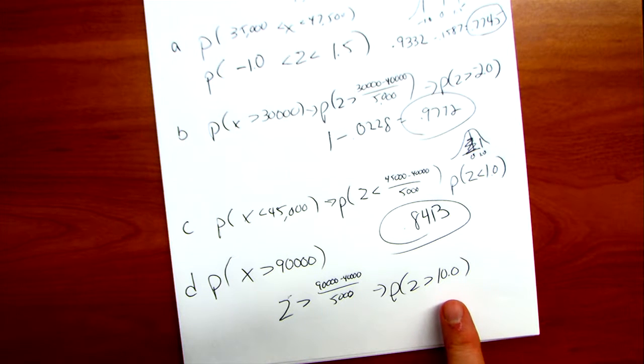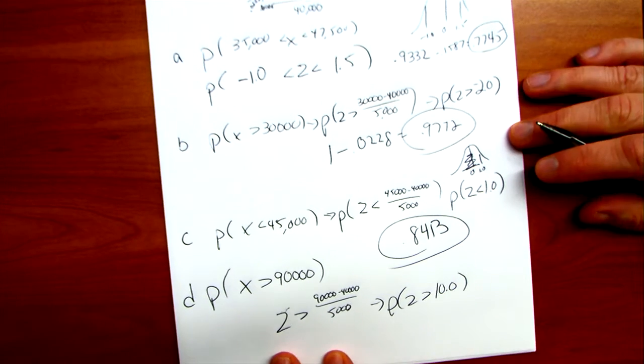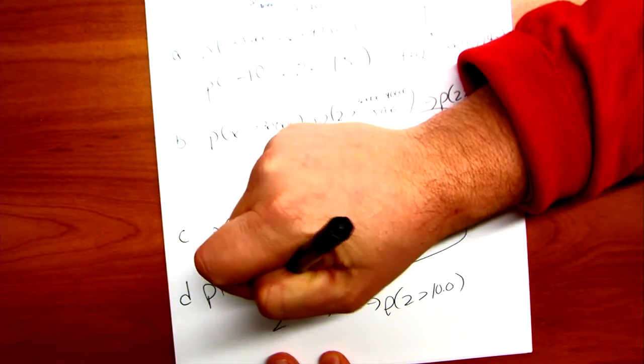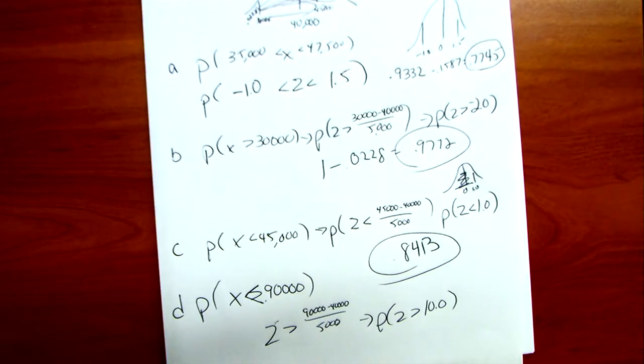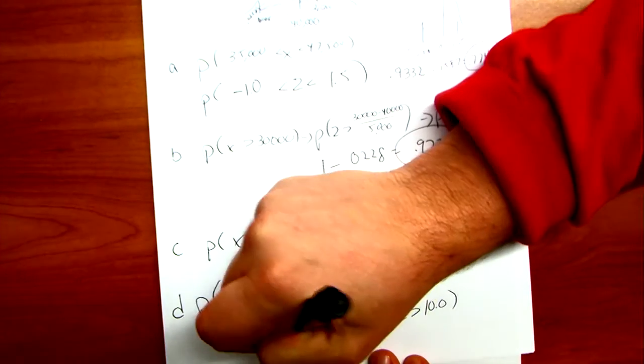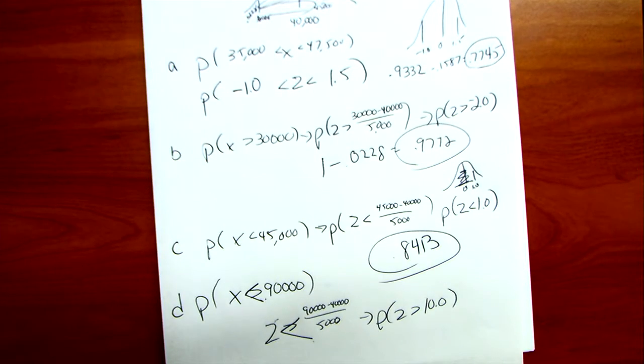Does that make sense? But what if it were the opposite? What if it was probability x is less than 90,000? So we get probability z is less than 10.0. So what's the odds that they make less than 90,000? Obviously, 10.0 is here. How much of the curve is to the left of it? Damn near all of it, virtually 100%. Does that make sense? Yes?